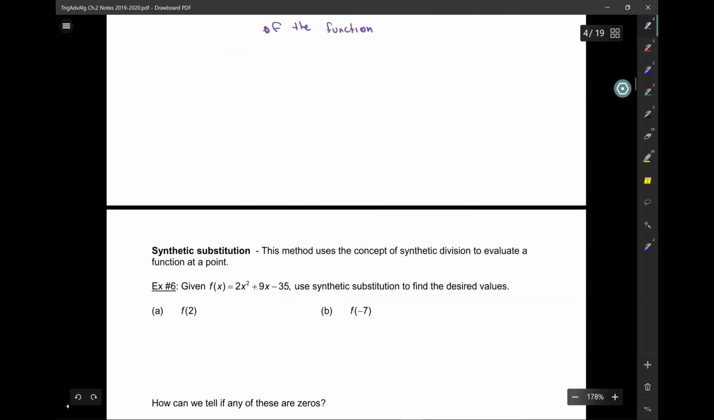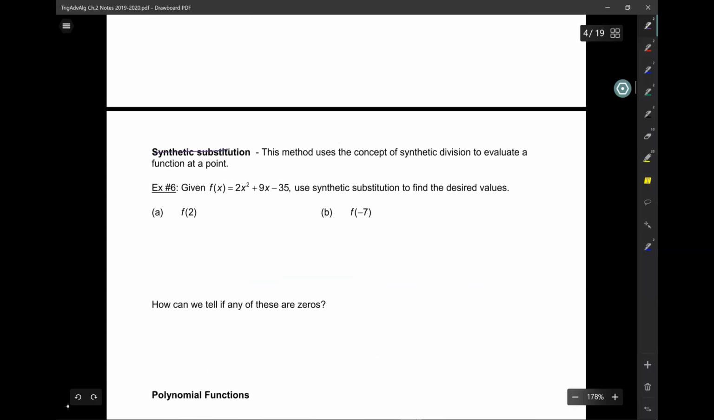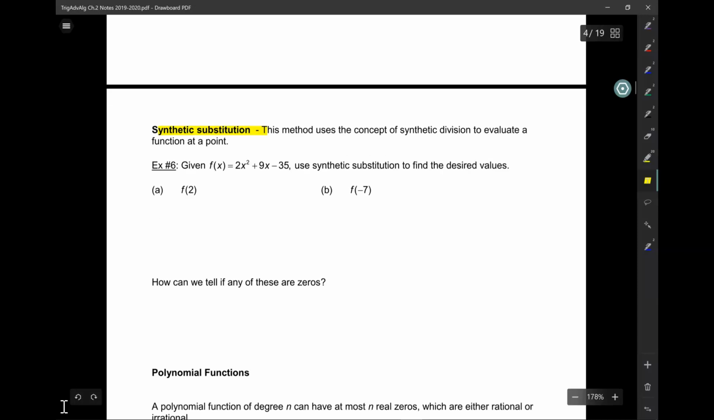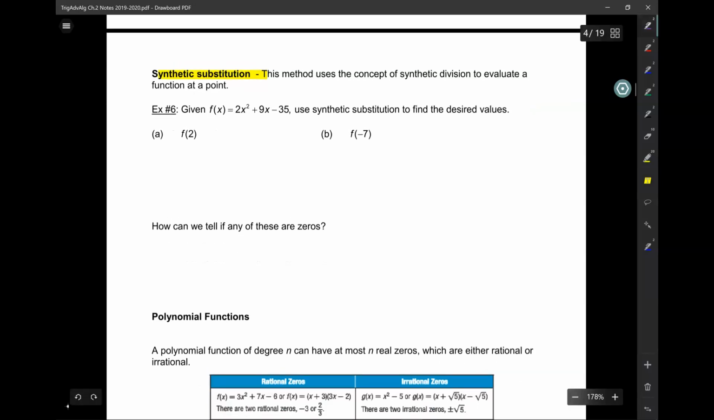Okay, now we're going to use synthetic substitution. This method uses the concept of synthetic division to evaluate a function. So look, we've got the same function. We need to find the same points. Okay, yes, we're going to get the same answer. I'm purposely using the same problem so that you know exactly what it is that we're finding with synthetic substitution. Now we're going to do synthetic substitution. And I know somebody is thinking to raise their hand and ask me if I was there.